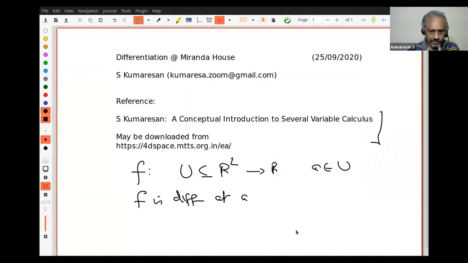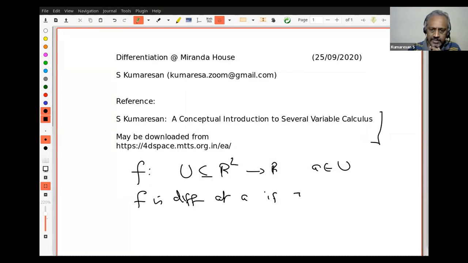Okay, I'm going to recall our last definition from yesterday. U is a subset of R2. Those who know something, like a third year student, know it is an open set, but don't worry about that. A is a point in U. I want to say f is differentiable at A.